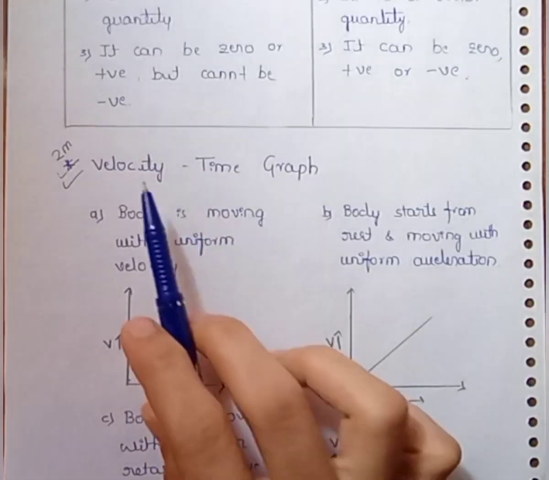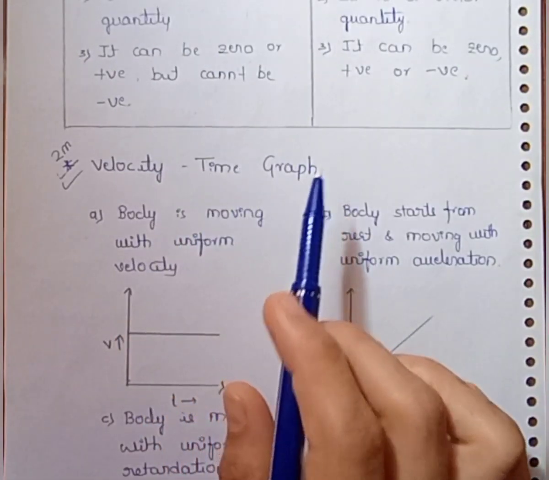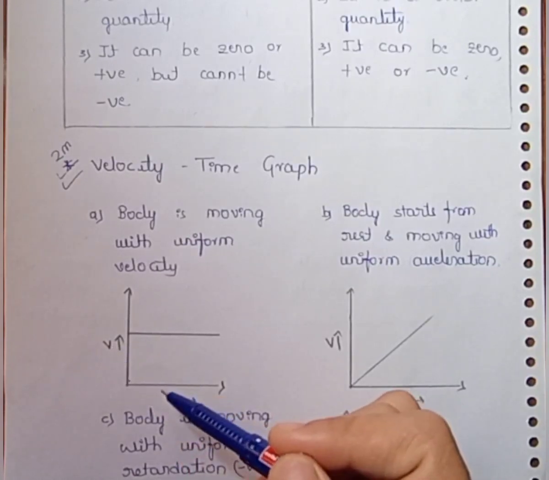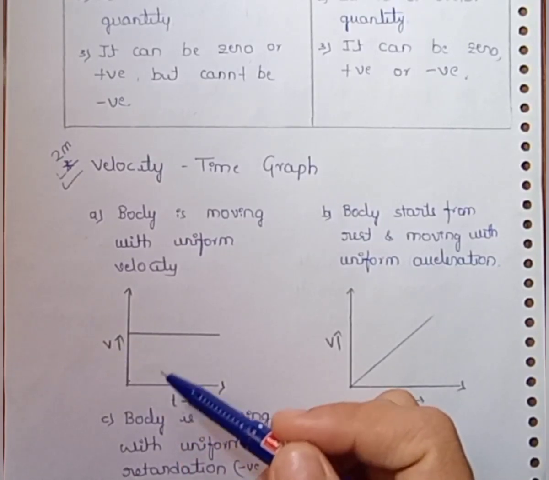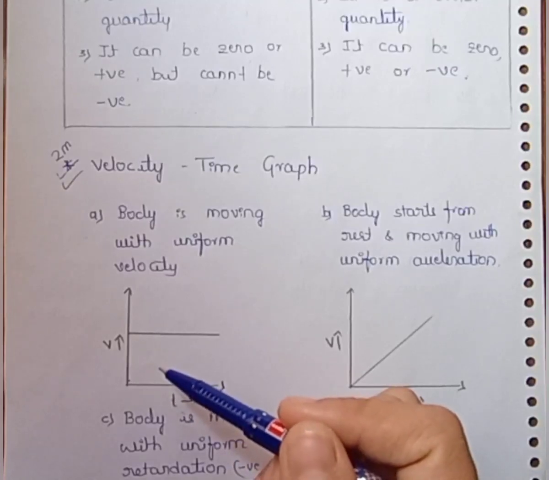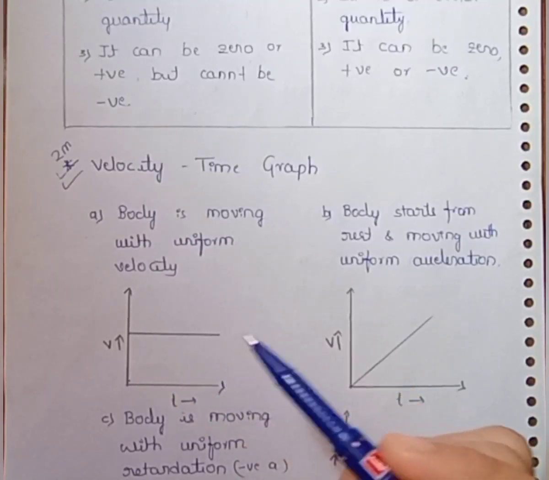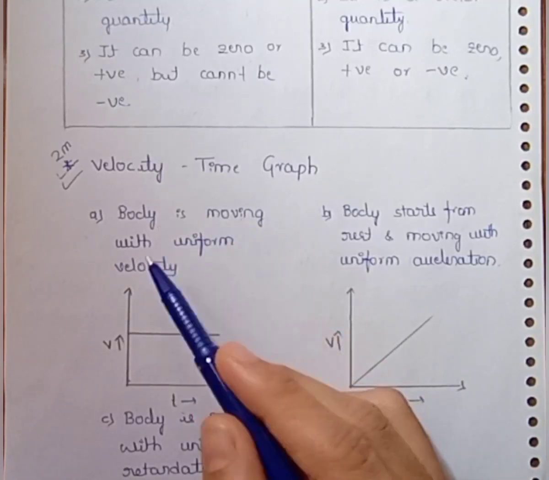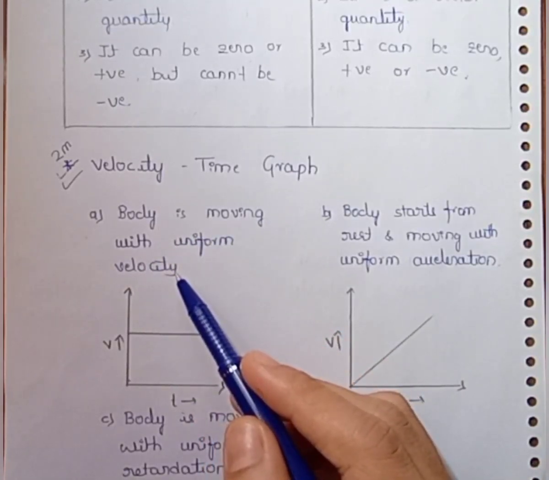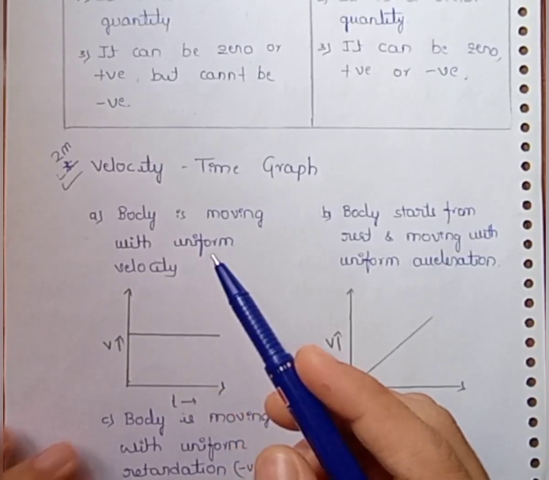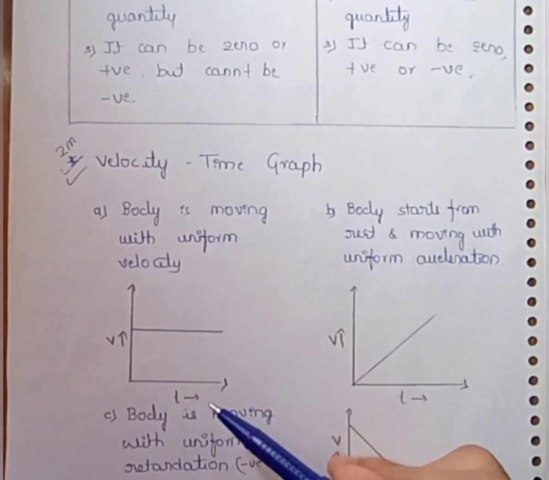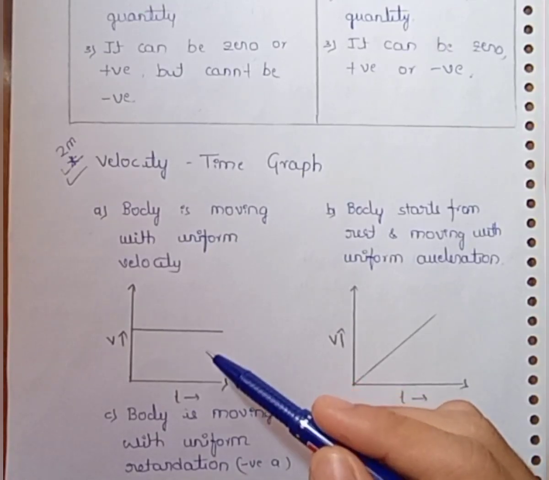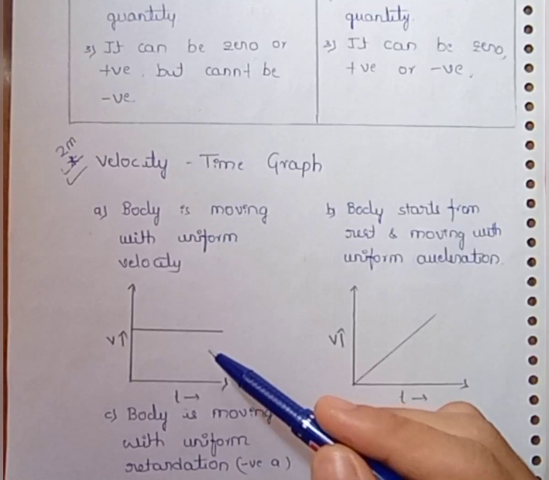Now next one, it is velocity time graph. When velocity is plotted along the y-axis and time along the x-axis, that gives the velocity time graph. In this case, there are three main possibilities. First one, it is when the body is moving with uniform velocity. In this case, what happens? As time increases, velocity remains constant. It does not change. Uniform velocity we will get. This one is the first case.